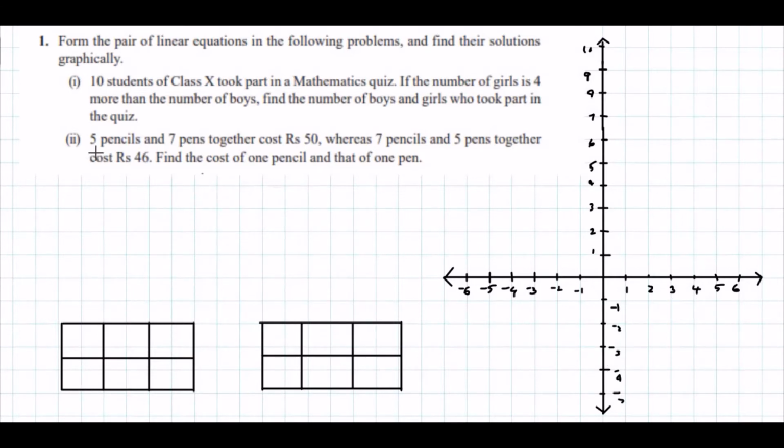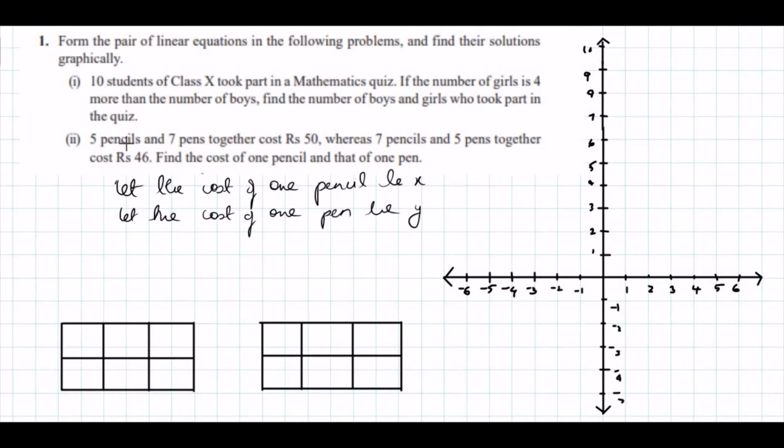So the next question is, 5 pencils and 7 pens together cost rupees 50, whereas 7 pencils and 5 pens together cost rupees 46. Find the cost of 1 pencil and that of 1 pen. We have done similar questions in your previous classes. Let the cost of 1 pencil be x and let the cost of 1 pen be y.